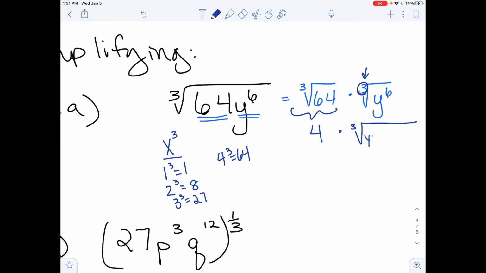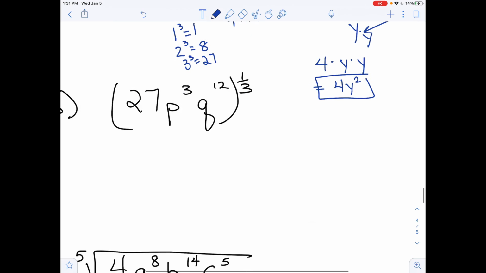I can rewrite that as y times y times y times y times y times y. And what I'm going to do here is circle up groups of 3. When I take out this group of 3, those 3 y's are y to the third. The third root of y to the third is just y, and that comes out of the root. Again, this one will also come out of the root as just another y. So I end up with 4 times y times y out of the root, which is just 4y squared.